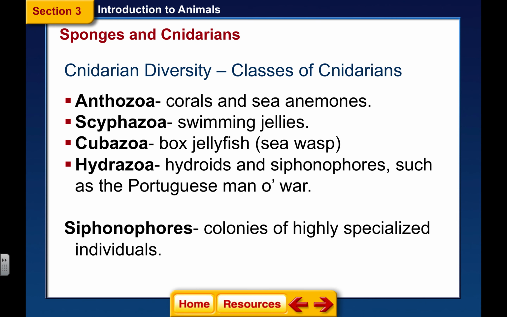So siphonophores mean that there are colonies of these highly specialized individuals. So when you see a Portuguese man of war or any other jellyfish on the shore, don't mess with them because they can still sting you from there.